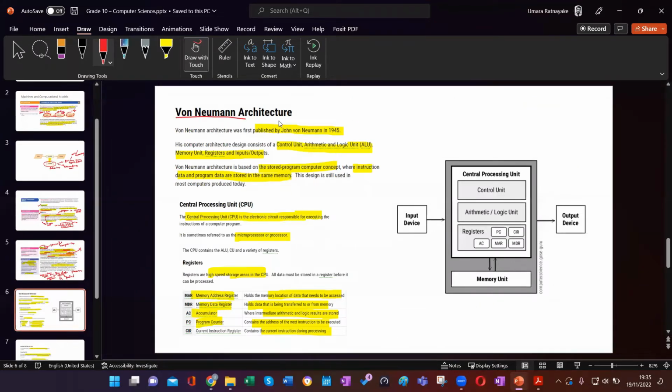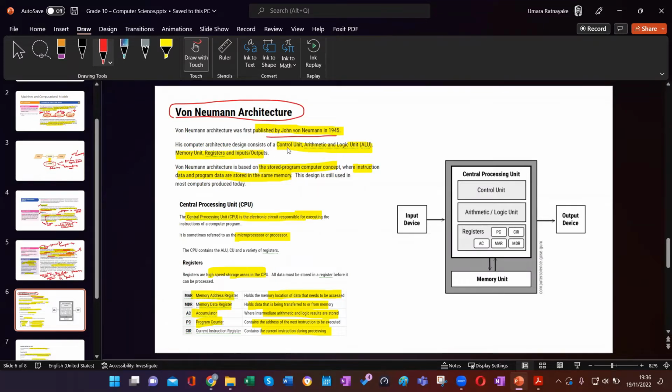Okay, then we come to the von Neumann architecture. Now we saw that later only the memory was added to the computer system. Before that, everything had to be fed from outside, one after the other, including data and instructions. But von Neumann came up with an architecture that revolutionized computer systems, because this is still in use. Modern day computers are also based on this von Neumann architecture. He brought this in 1945.